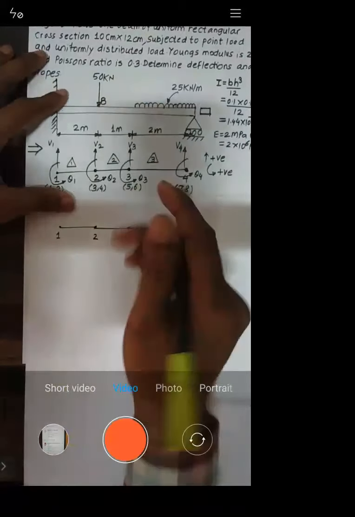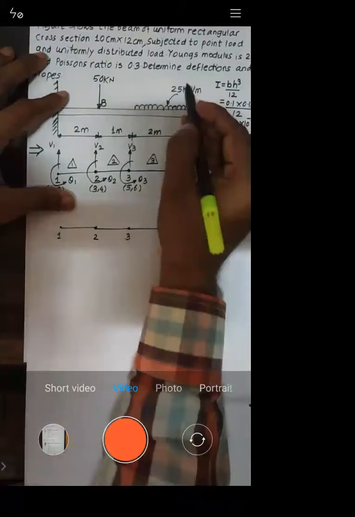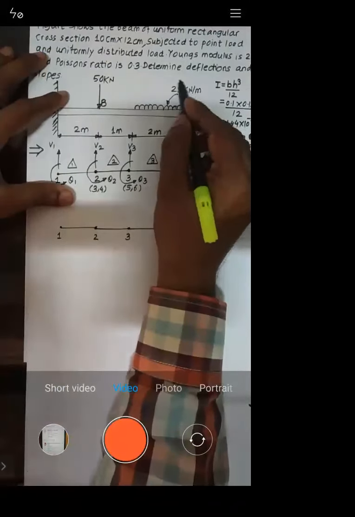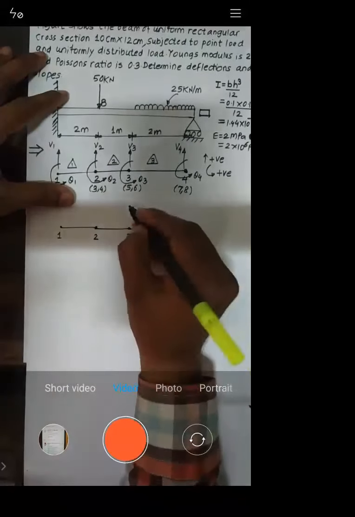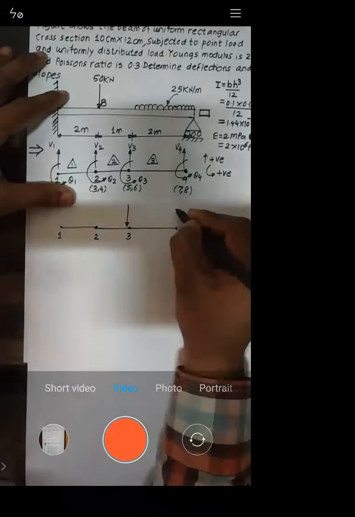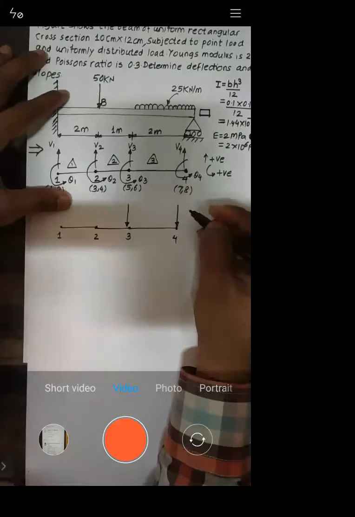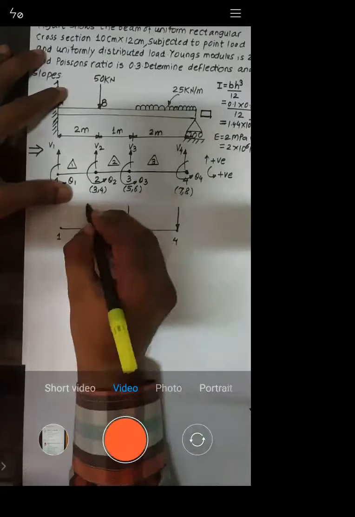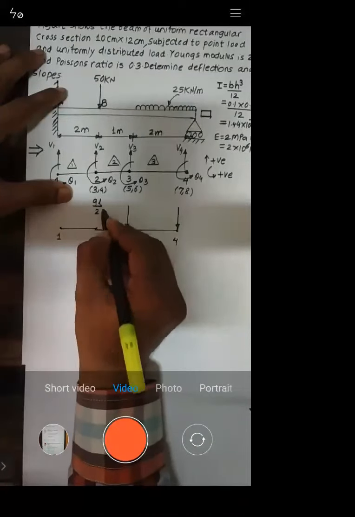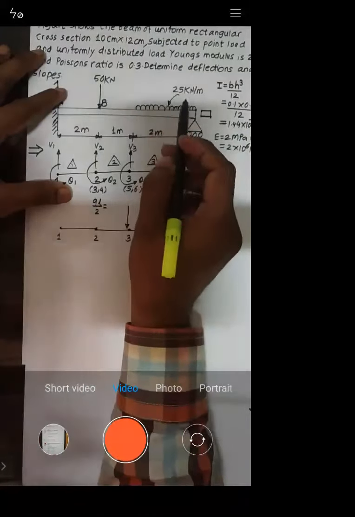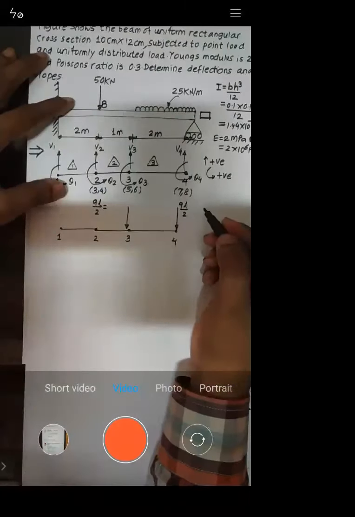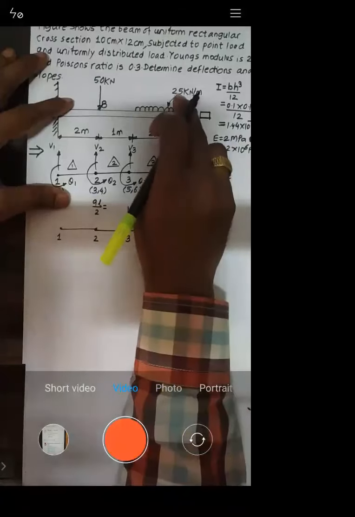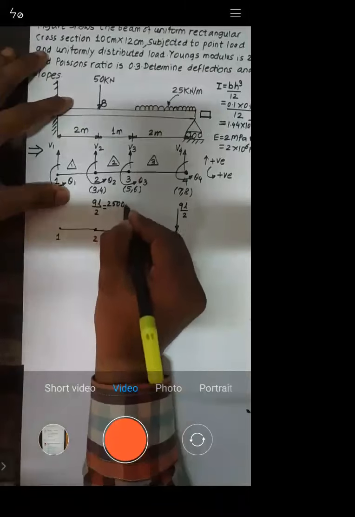What is the intensity? This is 25 kilonewton per meter, that is 25,000, acting on 2 meters. How will it act? It will act in the downward direction. With what intensity? With the intensity QL by 2, and here again QL by 2. What is the value of Q? It's 25, so that is 25,000.